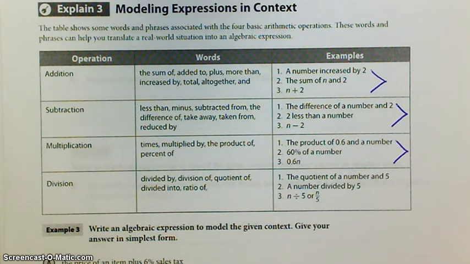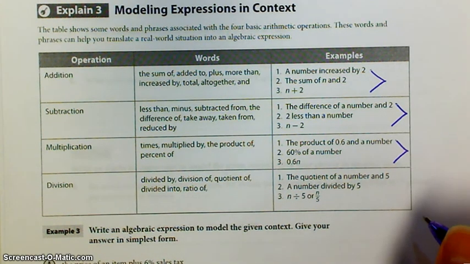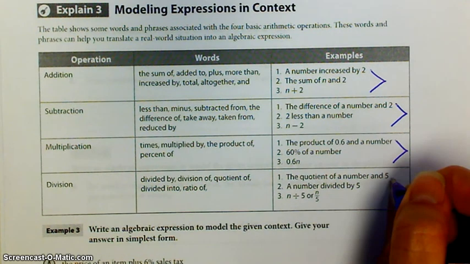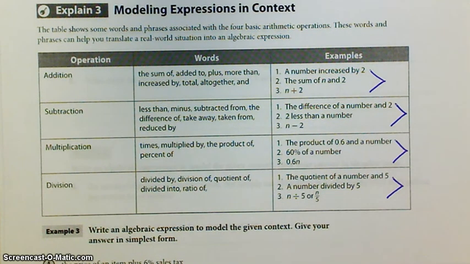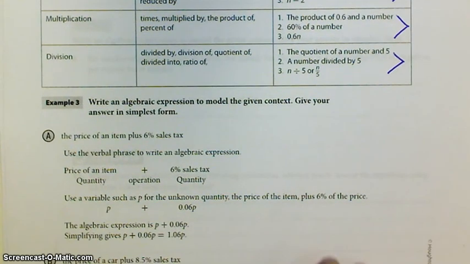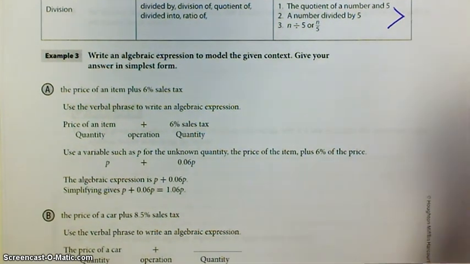Division: divided by, division of, quotient of, divided into, ratio of. And again, quotient of a number and 5, a number divided by 5, or n divided by 5. Those are all equivalent expressions. They all say the same thing in slightly different ways. So you're going to have to read carefully before you start to make your expression from the words.